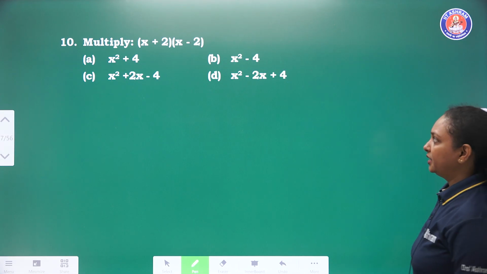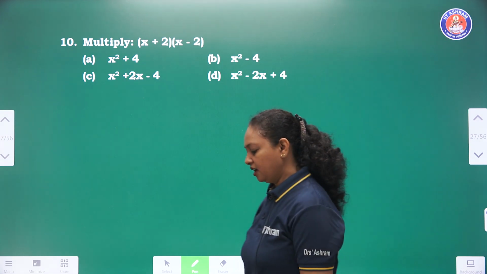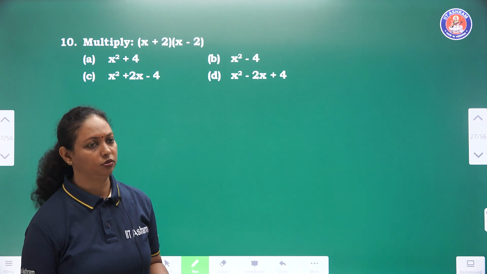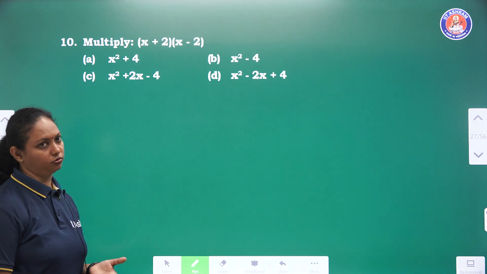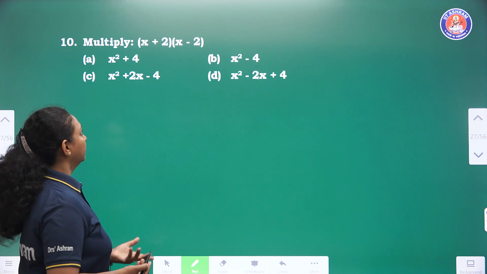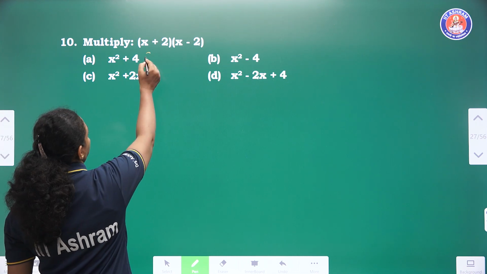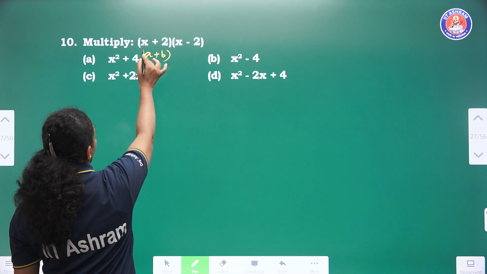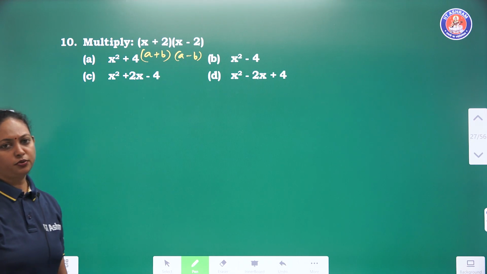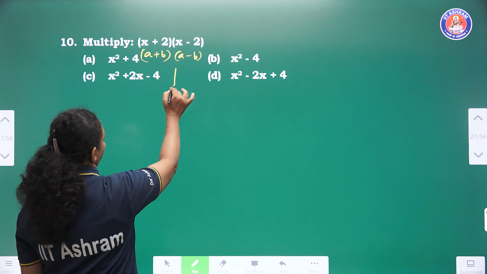Multiply this. Okay, how do we multiply? You can use the simple rule, and you can also use the identity. If you go with the identity, you will get the solution quickly. We just assume it looks like a plus b into a minus b. Right, what is a plus b into a minus b? Definitely it is the same as what?